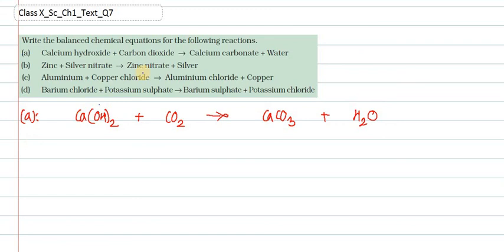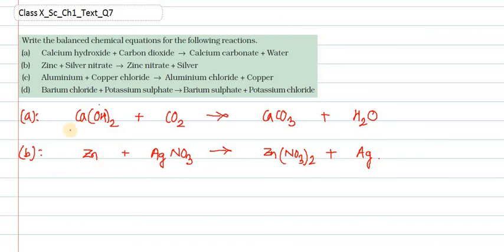Now let's move on to the next part B. Here you see we are given zinc, Zn, plus silver nitrate. The formula for silver nitrate is AgNO3. It forms zinc nitrate, that is Zn(NO3)2, plus silver, which is your Ag.